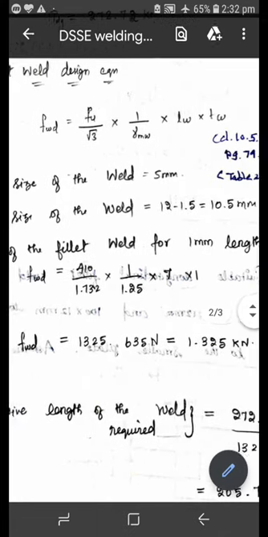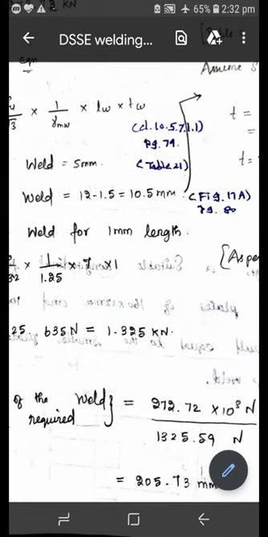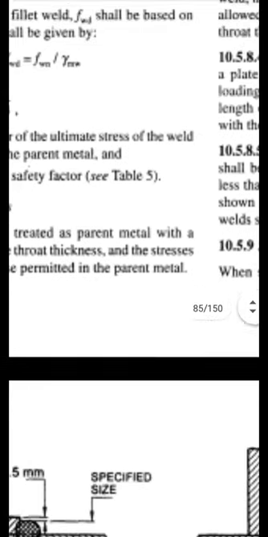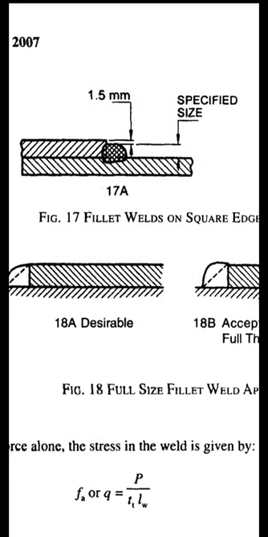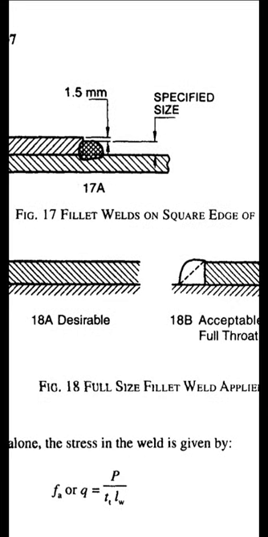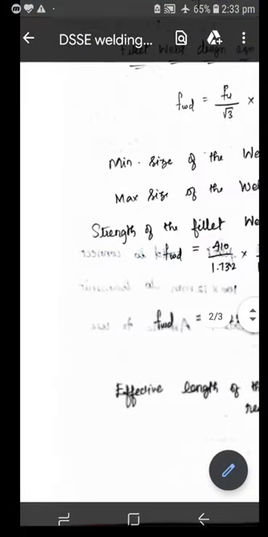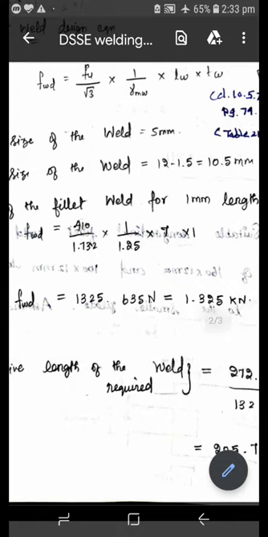Next, the maximum size of the weld. For that, we have to refer to Figure 17A on page number 80. Depending upon the edge of the plate, the value will vary. Let me open that page. See Figure 17A. They have provided two plates lapped one over the other. The maximum size is obtained by the thickness of the plate minus 1.5 mm, if the plate has a square edge. Our case has a square edge only. Therefore, the maximum size of the weld equals 12 minus 1.5, which is 10.5 mm.